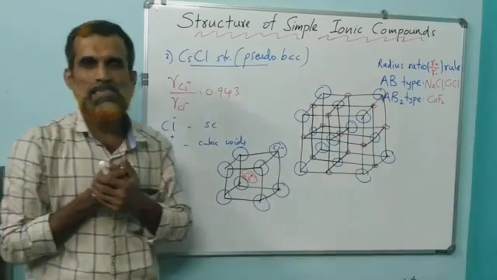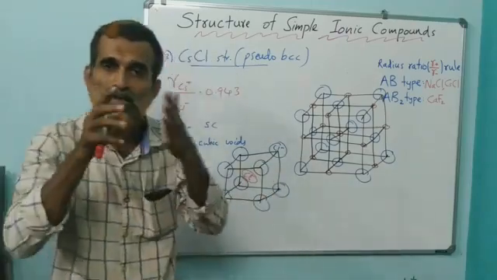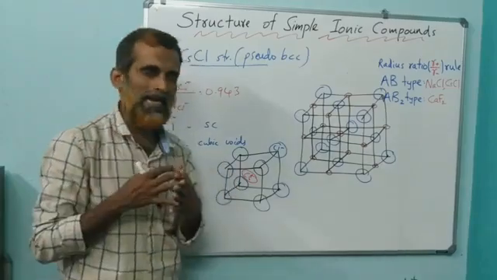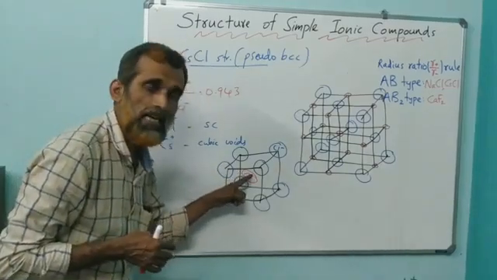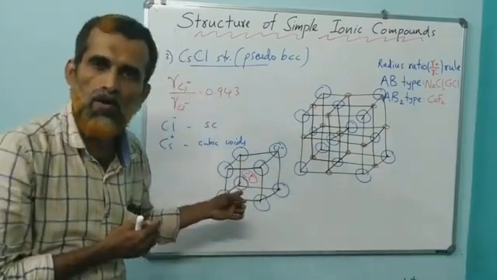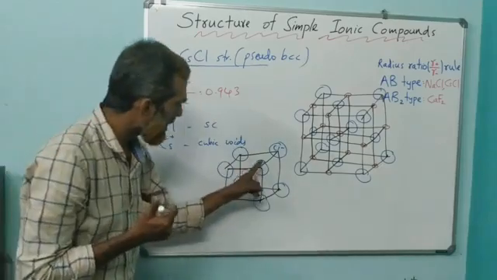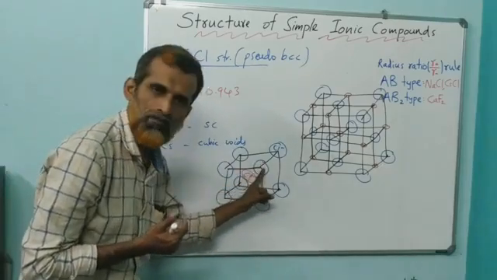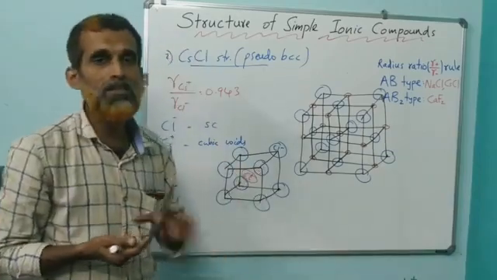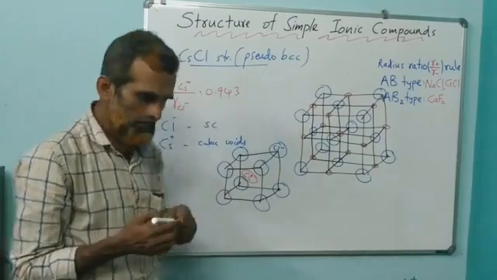So the structure of cesium chloride is that Cl minus is arranged in a primitive cubic array or primitive cubic lattice, and Cs plus enters the cubic void. So altogether this looks like what? A BCC. But it's not exactly BCC, because the particles are not the same. The particle at the body center is different from those at the corners. So it's not exactly BCC. That's why we call it pseudo BCC.